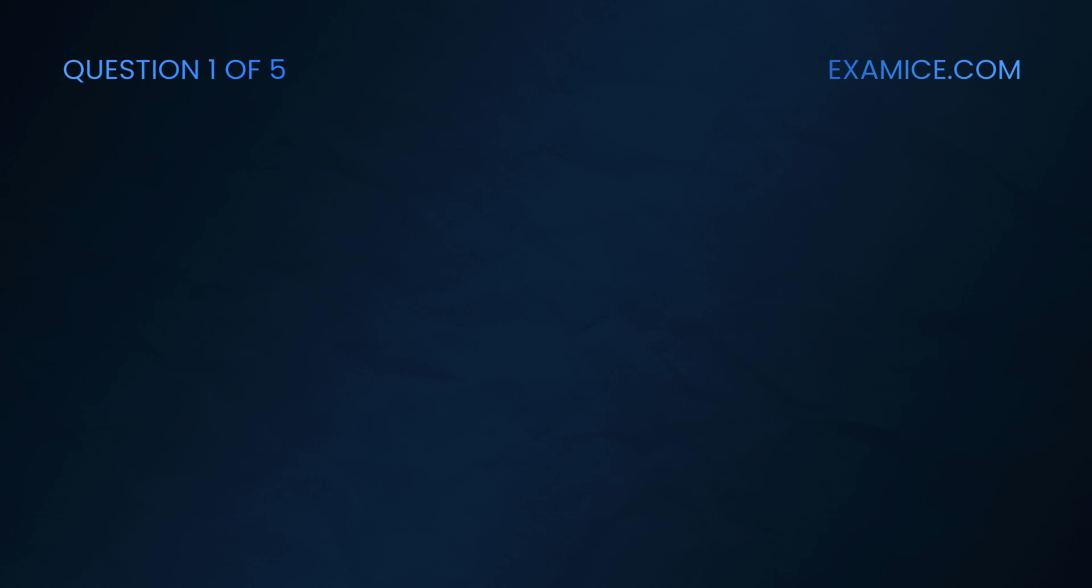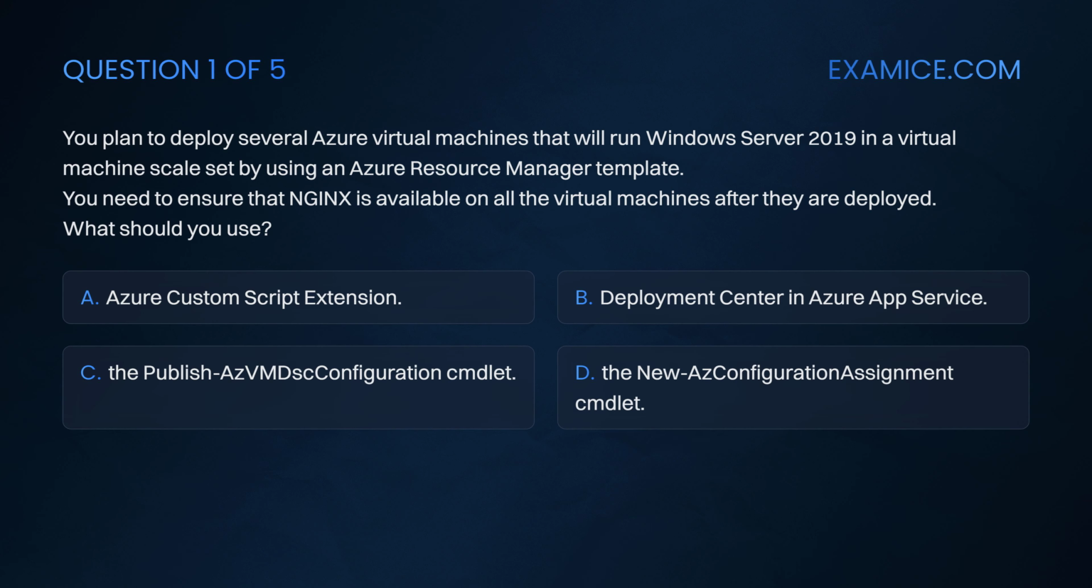Question 1. You plan to deploy several Azure virtual machines that will run Windows Server 2019 in a virtual machine scale set by using an Azure Resource Manager template. You need to ensure that NGINX is available on all the virtual machines after they are deployed. What should you use? Option A, Azure Custom Script Extension. Option B, Deployment Center and Azure App Service. Option C, the Publish-AzVMDscConfiguration cmdlet. Option D, the New-AzConfigurationAssignment cmdlet.